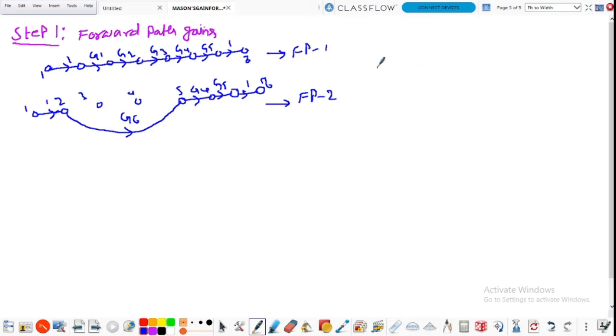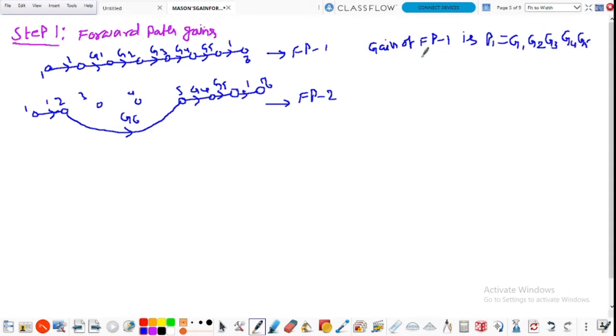The gain of forward path 1 is represented symbolically by P1. So 1 into G1 into G2 into G3 into G4 into G5 into 1. That is, G1 G2 G3 G4 G5.